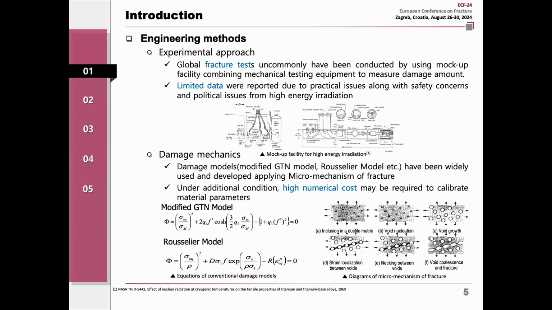And the alternative method, damage mechanics, was continuously developed, revised, and expanded to widely apply micromechanisms of fracture such as void nucleation, growth, necking, and coalescence, reaching the fracture. These equations, as you know, are the modified GTN models with the 9-parameter approach and the Rousselier model with the 2-parameter approach. However, using a conventional GTN model and Rousselier model to consider the cryogenic and irradiation effect, high numerical cost may be required to calibrate material parameters case by case.